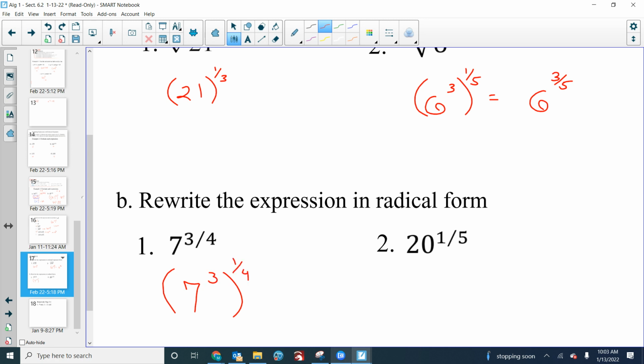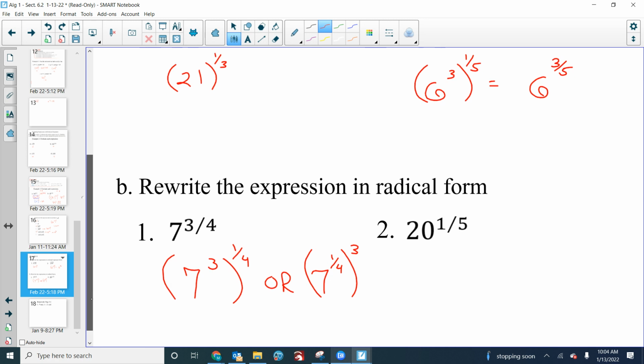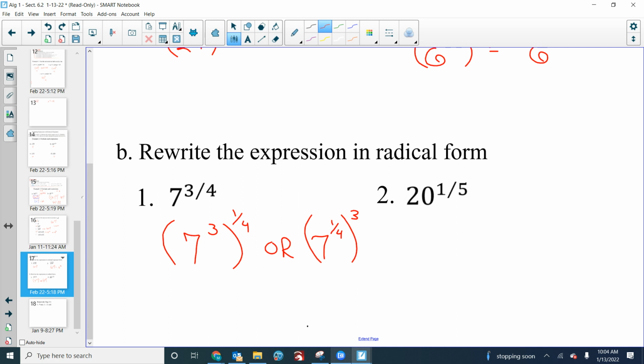I agree with that. Or 7 to the 1/4 and then cubed. Wouldn't both of those give you 3/4 when you multiply their exponents? That's tough. So when they say radical form, this would be the 4th root of 7 cubed.